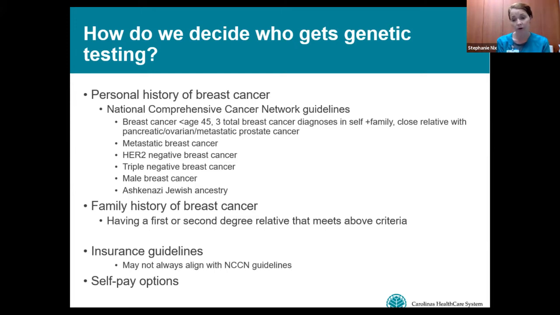And sometimes they are not as inclusive as the national guidelines are. If that happens, of course, we would always submit letters of medical necessity, complete whatever paperwork is necessary for insurance. But it may come down to needing to talk about doing self-pay for testing. Fortunately, there are several laboratories that offer a competitive self-pay price. One in particular offers the 84 gene panel for $250. So that would be not using insurance at all.